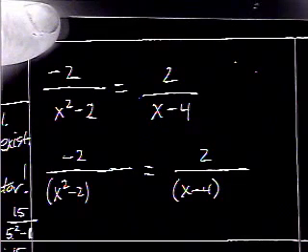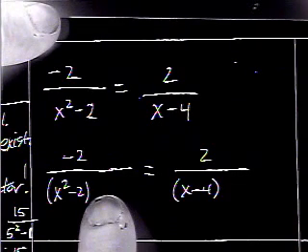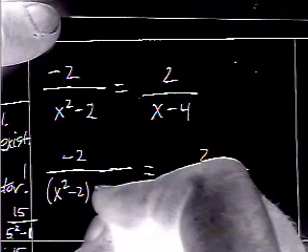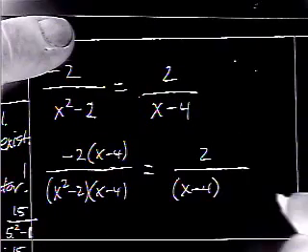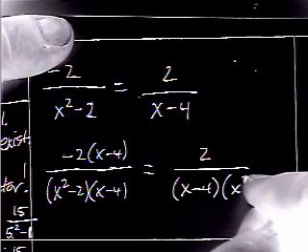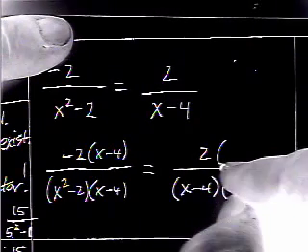I can't factor that either. So what's this denominator missing that the other one has? It's missing an x minus 4. And what's this denominator missing? It's missing an x squared minus 2.